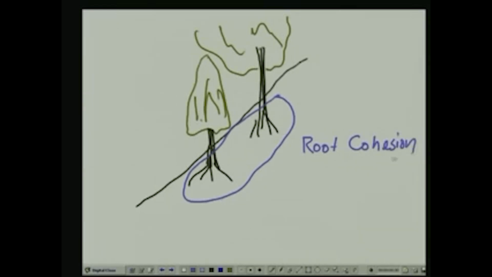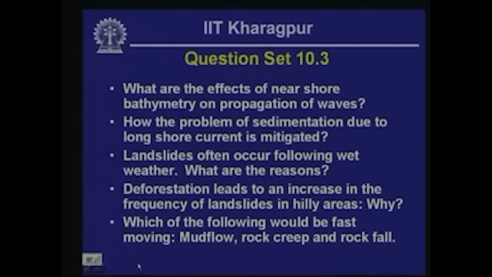So this component of shear strength is going to be eliminated if there is deforestation, and as a result the soil is going to have less actual shear strength. So that could trigger landslides because of the immediate effect of the deforestation process.